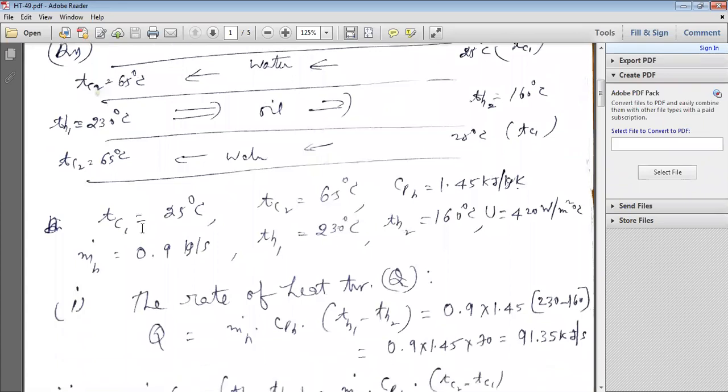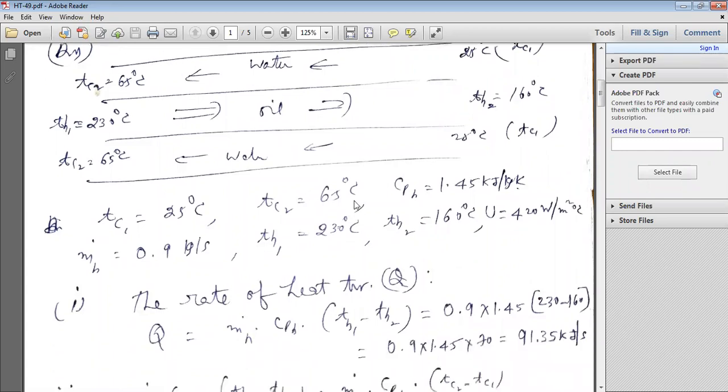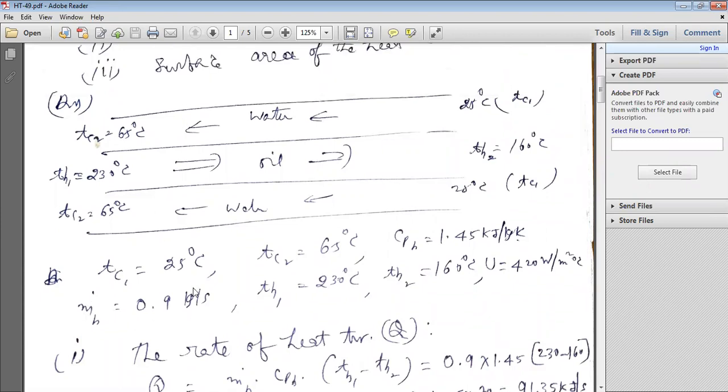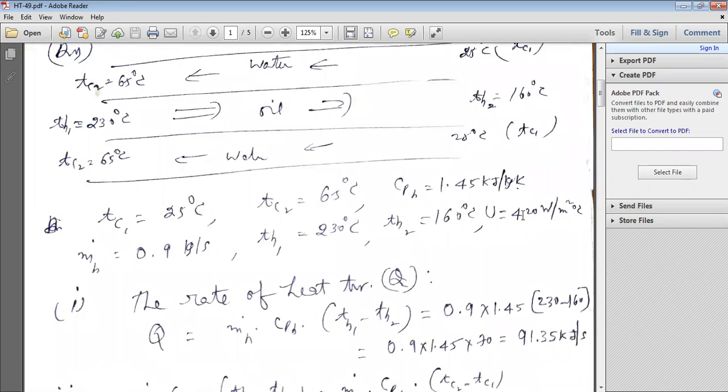That's the given data: TC1 is 25 degrees centigrade, TC2 is 65 degrees centigrade, TH1, the temperature of the hot fluid at the inlet, is 230 degrees centigrade, TH2 is 160 degrees centigrade. Now the specific heat of the hot fluid, that is oil, is 1.45 kilojoules per kg Kelvin, that is also given. Mass flow rate of the oil is 0.9 kg per second, directly given in seconds. And the overall heat transfer coefficient is 420 watts per meter square Kelvin.